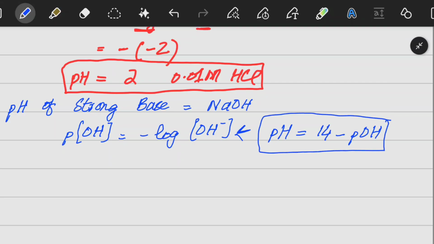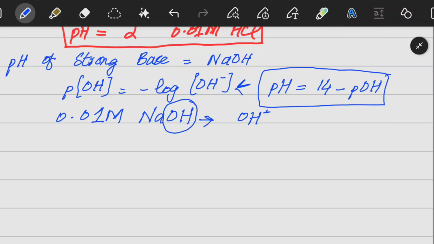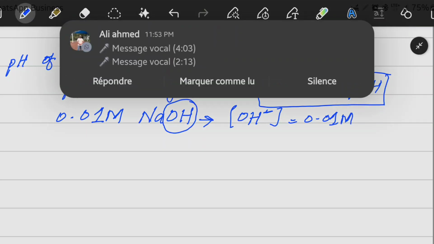So here we are talking about a strong base. Let's again take the same example, 0.01 molar sodium hydroxide. We know that it's a strong base, it will give away the hydroxide ion pretty easily. So the concentration of hydroxide ion, which is negatively charged, would be 0.01 molar.